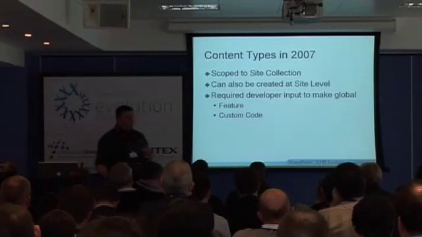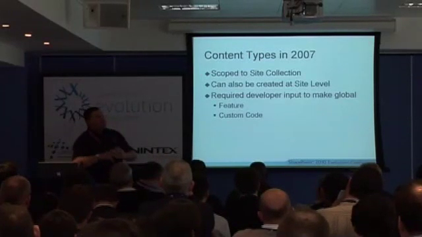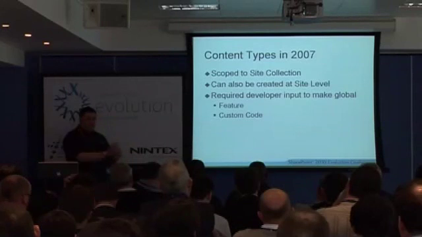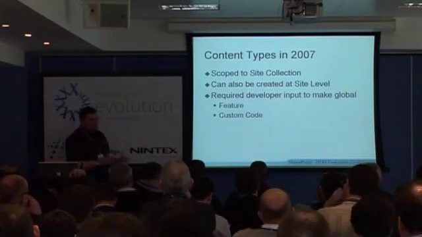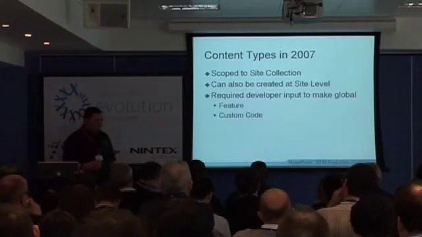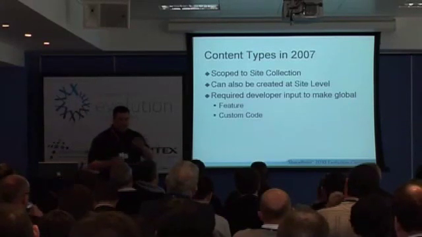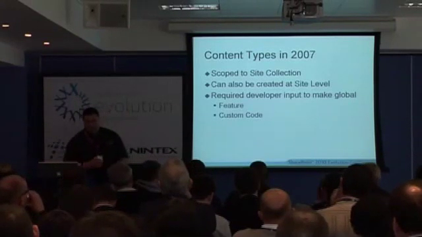One is to manually create it again, but then I'm creating another content type. I've just got to make sure it matches the first one. The problem there is I've now got two content types doing the same thing, and if I want to maintain one, I've got to make sure I maintain the other as well.